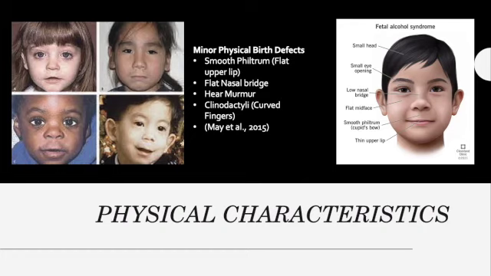I wanted to go through some of the characteristics. Most of the time they're pretty minor. So some minor birth defects can be a smooth philtrum, and that would just be that flat upper lip, as you can see in the diagram. Flat nasal bridge. They can have heart murmurs, clinodactyly, and that would be meaning curved fingers. And so those were some of the major ones.